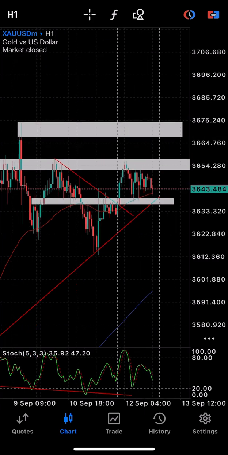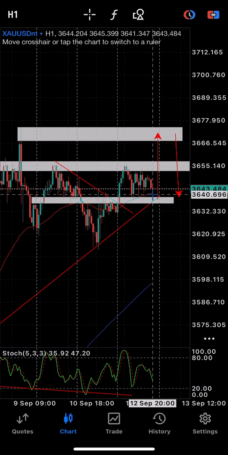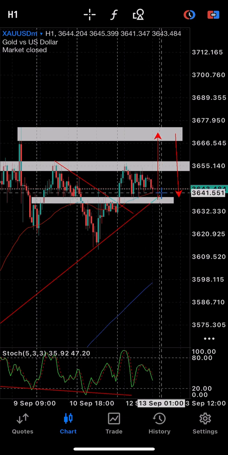So what I expect now on gold is a buy. I expect it to buy up to this high, and then from here maybe the market can drop from this point here. But I expect a buy on gold from this zone. This zone here, it has bought already, but I still expect it to keep going up.